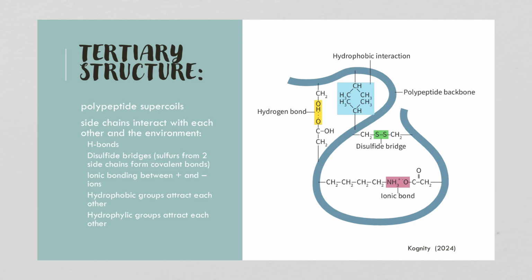Tertiary structure is when the polypeptide supercoils, and that's when the side chains interact with each other and their environment. A few examples are listed. So there could be hydrogen bonding. There could be disulfide bridges, and that's when there's sulfurs in 2 different amino acids that form a covalent bond with one another. We'll talk a little bit about that later. Ionic bonding, so ionic bonding between a positive and negative ions. The hydrophobic groups will attract each other, and the hydrophilic groups will attract each other.